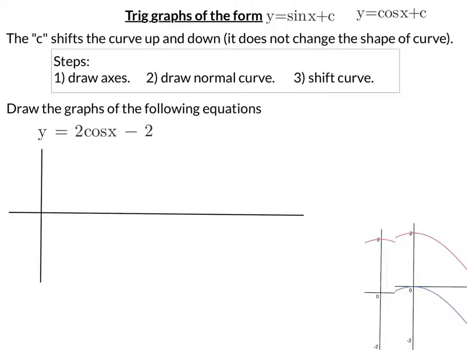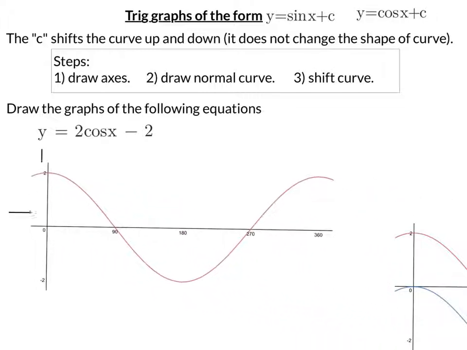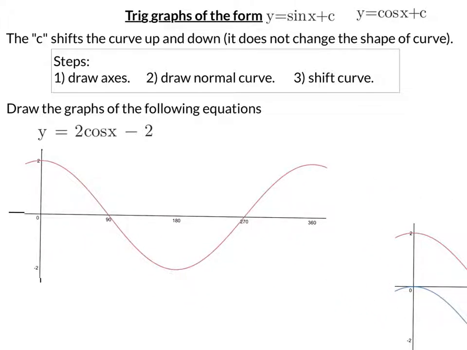So this second example, 2 cos x minus 2. So draw your axes, draw your normal cos curve. Remember, this is 2 cos x. So instead of going between 1 and -1, it now goes between 2 and -2. And now we're going to shift everything down by 2.